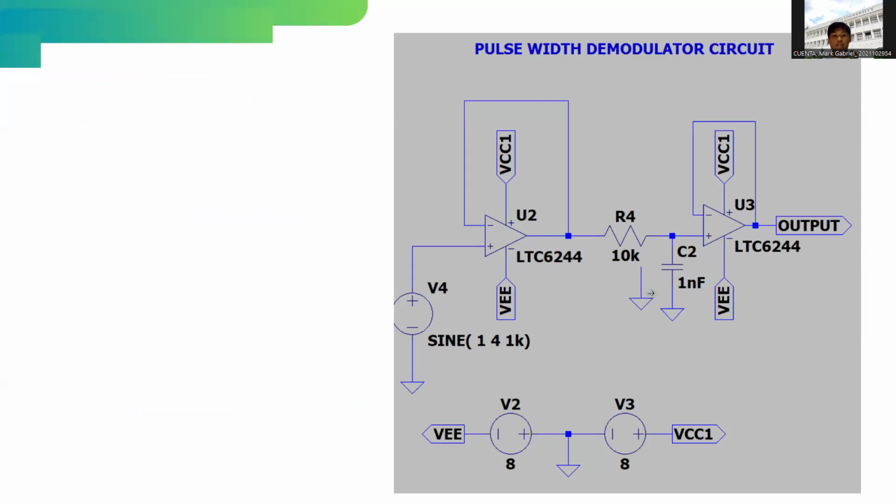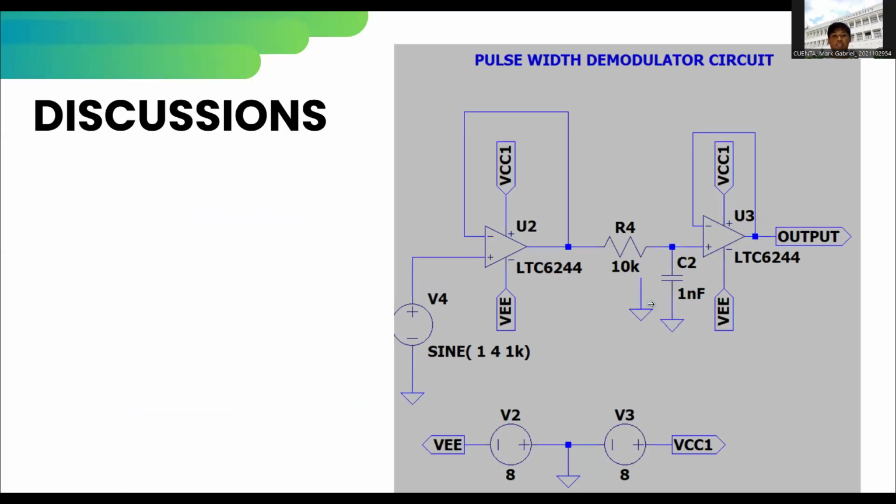Moving on to its PWM demodulation circuit. So the PWM demodulation uses two op-amps, the LTC6244, and an RC low-pass filter, wherein R4 is equal to 10 kilo ohms and C2 is equal to 1 nanofarad. To recover the original analog signal from a PWM waveform, the first op-amp, the U2, acts as a buffer or comparator stage that conditions the incoming PWM signal, ensuring a clean transition between the high and low levels.